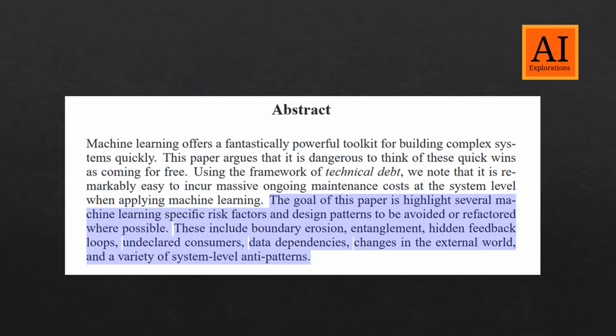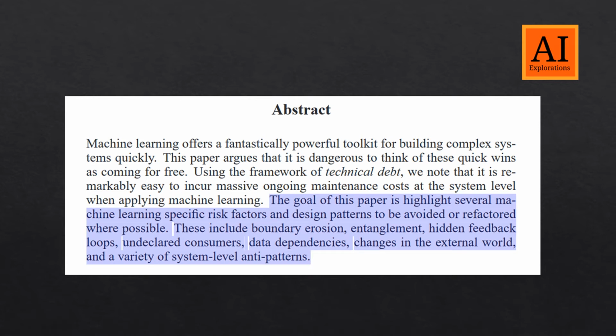When you go through the abstract of the paper, it's kind of an interesting set of problems that they're trying to address: boundary erosion, entanglement, hidden feedback loops, data dependencies, and various other patterns that are within the machine learning systems engineering set of problems. They use the umbrella term technical debt to discuss many of these patterns and how they impact the performance of machine learning systems of different kinds.